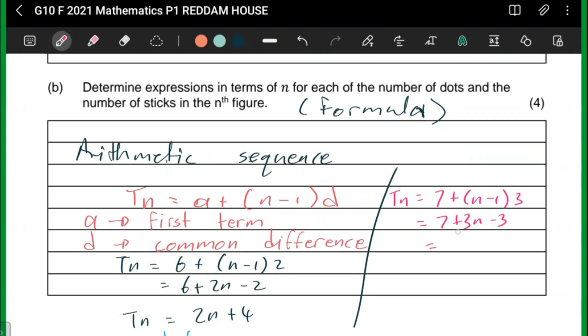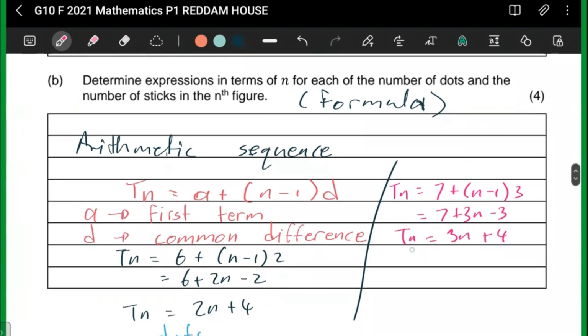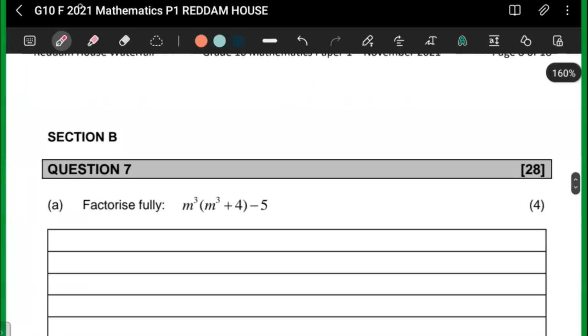If I simplify, the 3 multiplies inside again, and then you have here 3n, right? 7 minus 3 gives you a plus 4. There you go. Now, this is going to give you 4 marks. You have 2 formulas, and one is for the sticks, one is for the dots. Let's move on.